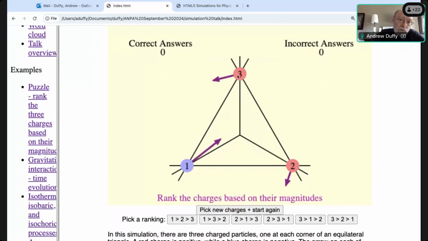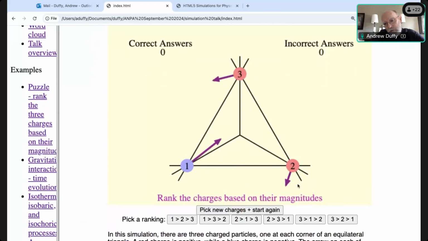And if those forces were equal, this net force arrow would be directly horizontal, but it isn't. It's closer to 1, so 1 is beating 2. So what did we decide? 3 is bigger than 2, and now we've got 1 bigger than 2. So 2 is definitely the least. And now we just have to look down here.